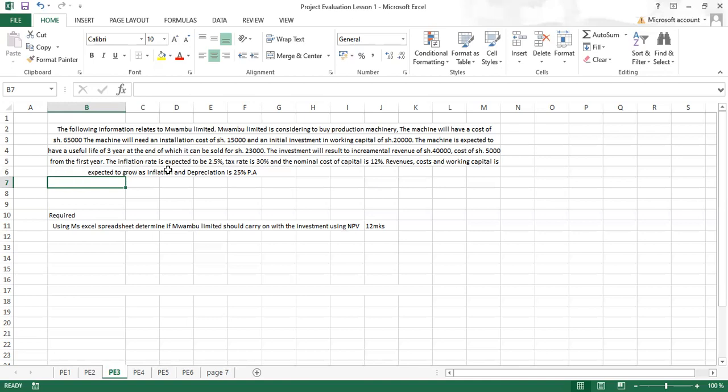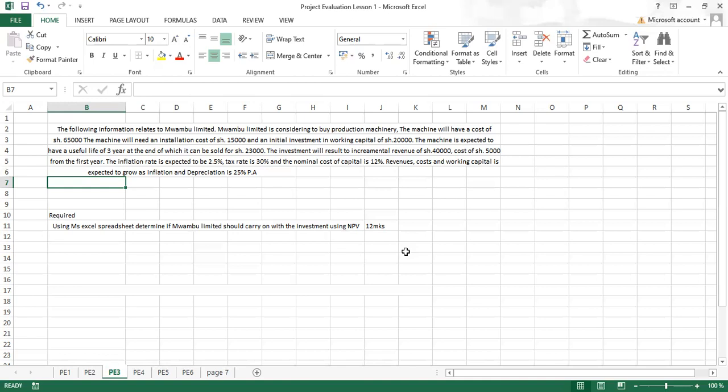The inflation rate is expected to be 2.5%, and the tax rate is 30, and the nominal cost of capital is 12%. Revenue, cost, and working capital are expected to grow with inflation, and the depreciation is 25% per annum. Now, required using a Microsoft Excel spreadsheet, determine if Mambu Limited should carry on the investment using NPV.